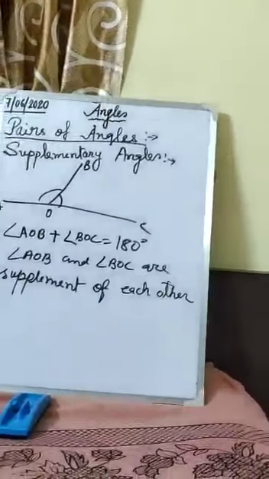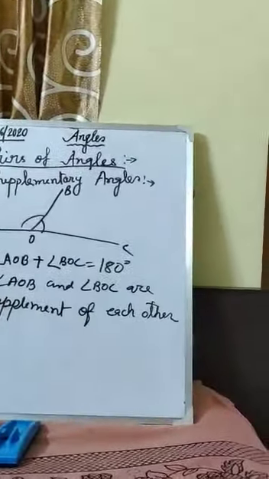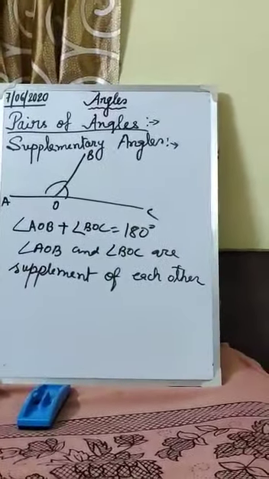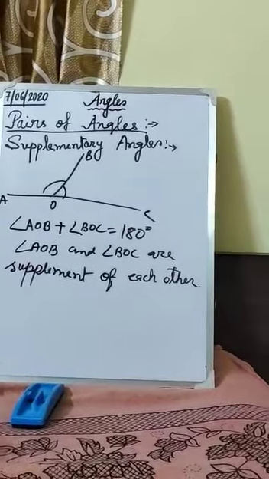Okay. Supplementary or complementary doesn't mean that they are equal angles. If the sum of their angles is 180 degree, it is known as supplementary angle. If the sum of the angles is 90 degree, then you can say that it's a complementary angle.